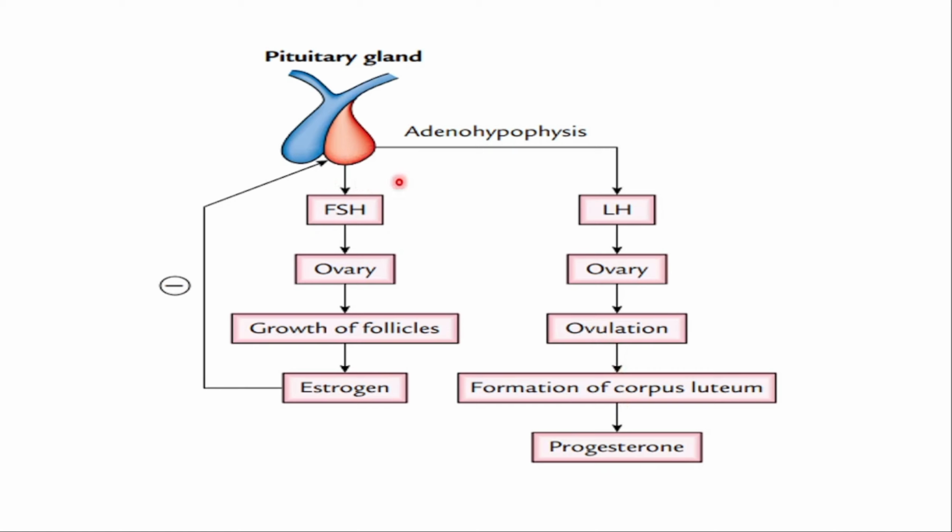Here is a demonstration of the ovarian cycle. We have the pituitary gland having its posterior division and then the anterior division called the adenohypophysis. The posterior division is also called the neurohypophysis. And the anterior pituitary gland secretes the hormones, follicle stimulating hormone and luteinizing hormone, which go on to control all the phases of the ovarian cycle as discussed earlier.